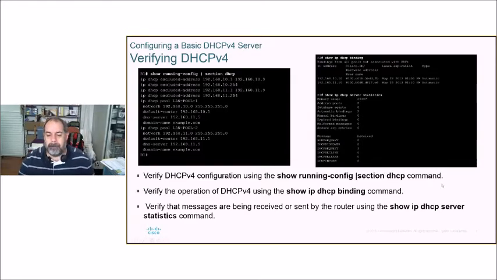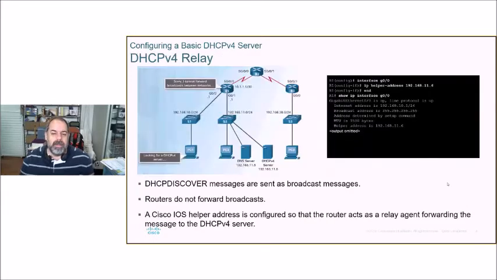Now, DHCP relay. Now, basically, as we said before, DHCP discover messages are sent as broadcast messages. And of course, routers don't forward broadcasts. But what you can do is actually configure the router to, when it sees a DHCP broadcast, convert it into a unicast and send it to the DHCP server.